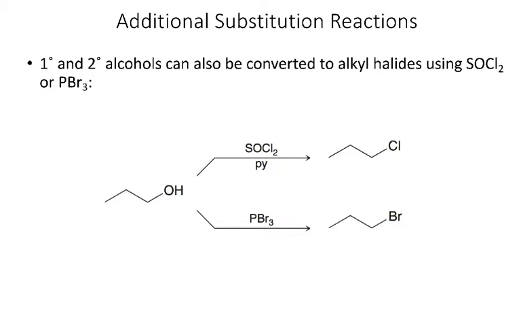Okay, so in terms of some new reactions, if I have primary and secondary alcohols, I can convert those into alkyl halides using two new reactions. So if I react it with SOCl2 in the presence of pyridine, I can substitute the OH with a chloride ion. And if I react it with phosphorus tribromide, I can substitute the alcohol for a bromide ion.